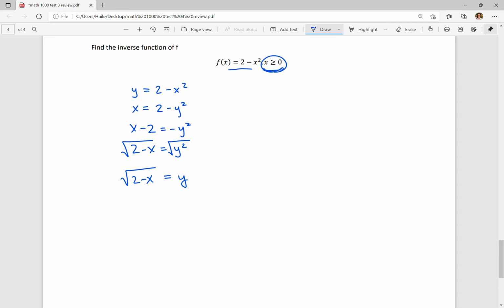Okay, and I believe WebAssign already gives you the restriction, so you should have x is greater than or equal to 2, I believe. Yeah. Less than or equal to, my bad. Okay, but I think WebAssign gives you that already. But again, this part right here is not super important. That's just ensuring that our function stays 1 to 1.